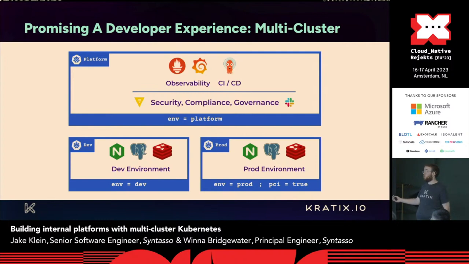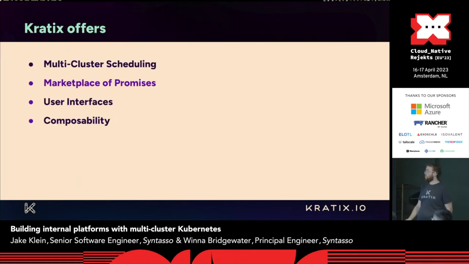It could also be that maybe you're just adding team labels. So you might have a particular cluster per team, in which case it might be env is dev, and it might also be team A as another label. But Kratix is all around making it easy to schedule workloads to various different clusters.